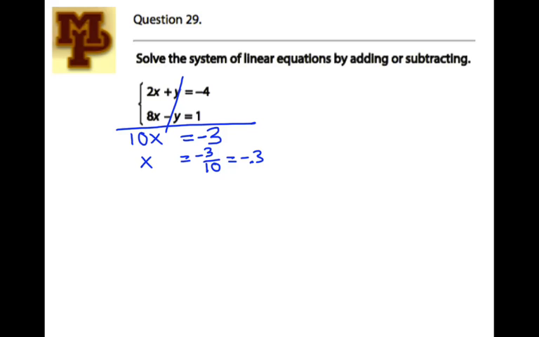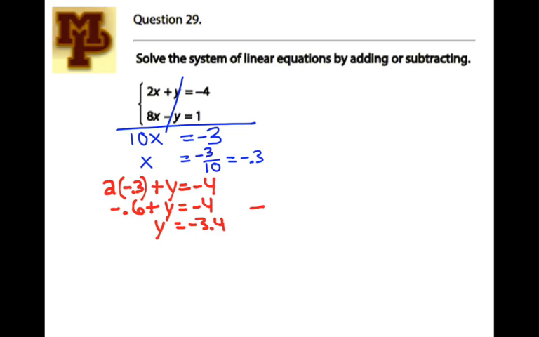So I'm going to take that and plug it into the first equation. So this is going to be 2 times negative 0.3 plus y equals negative 4. So let's see, 2 times negative 0.3 is negative 0.6 plus y equals negative 4. So y equals, and so negative 4 plus 0.6, that would be negative 3.4. So if we put those two together, we would have (-0.3, -3.4). So yeah, I'd probably recommend making them decimals instead of fractions.